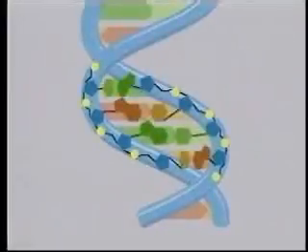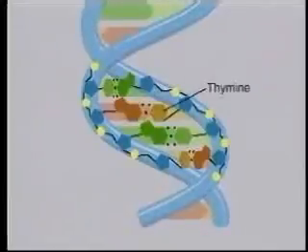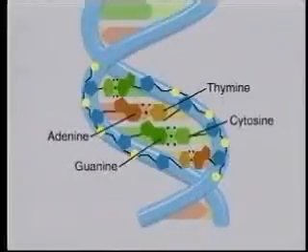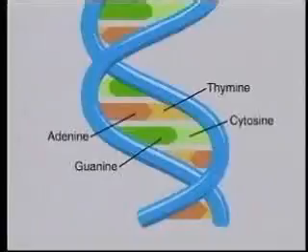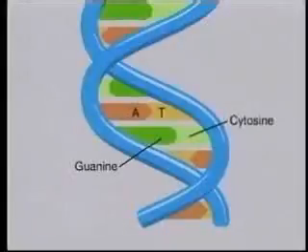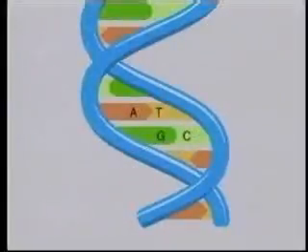Pairs of bases form the rungs of the DNA ladder. Hydrogen bonds hold the base pairs together. There are 4 different bases in DNA: thymine, adenine, cytosine, and guanine. The names of the bases are often abbreviated. T stands for thymine, A for adenine, C for cytosine, and G for guanine.